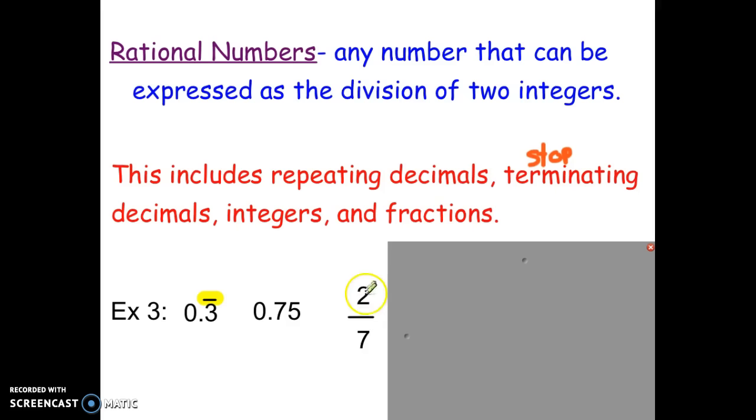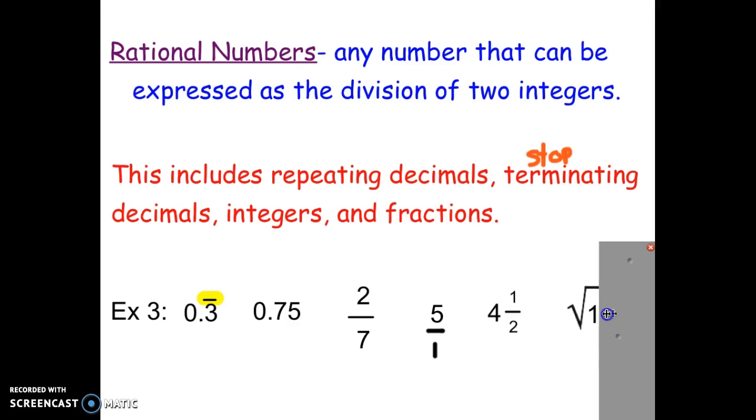2/7 is rational. It's written as the division of two integers. 5, we could write that as the division of two integers. We could write that as 5 divided by 1. You could write it as 15 divided by 3. There's infinitely many ways to express 5. 4.5 is also a rational number.